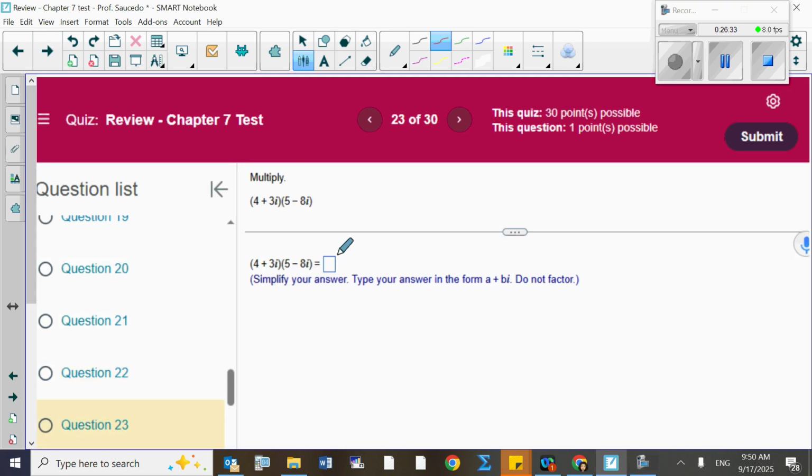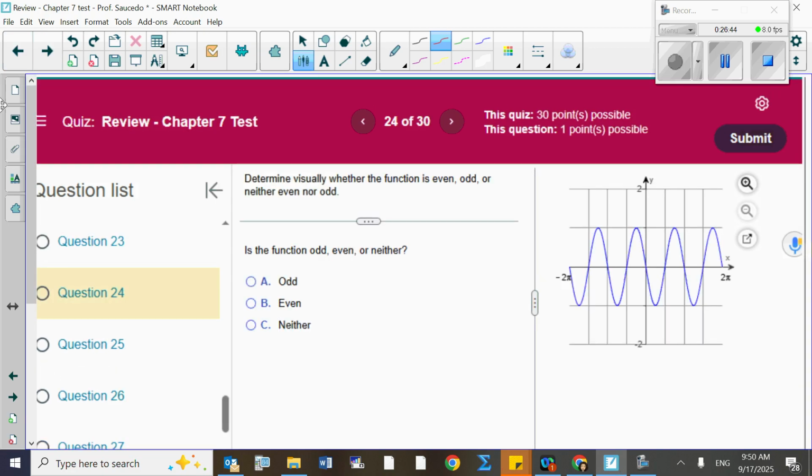We want to multiply these. Again, just distribute and simplify. I'm going to leave this for you because we have done several of these problems before. Okay, this function, is this function even, odd, or neither of them?